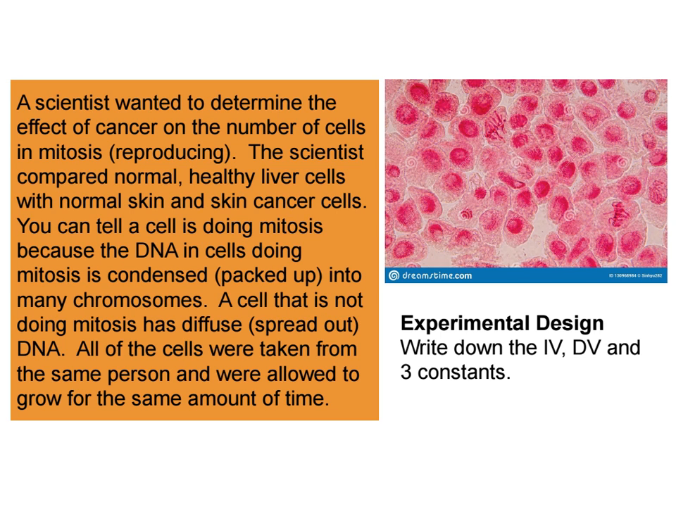You can tell a cell is doing mitosis because the DNA in cells doing mitosis is condensed or packed up into many chromosomes. A cell that is not doing mitosis has diffuse or spread out DNA. All of the cells were taken from the same person and were allowed to grow for the same amount of time. Now, you can see a picture of what actual cells look like and be able to tell if they are in division or not.